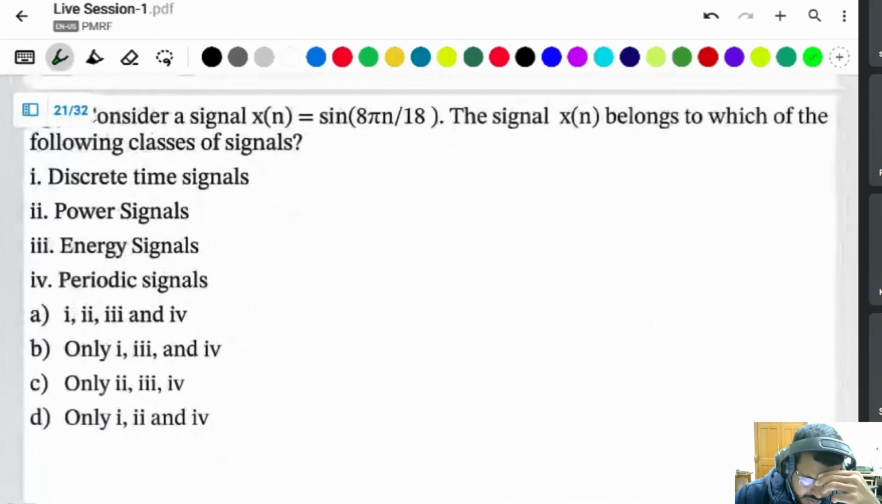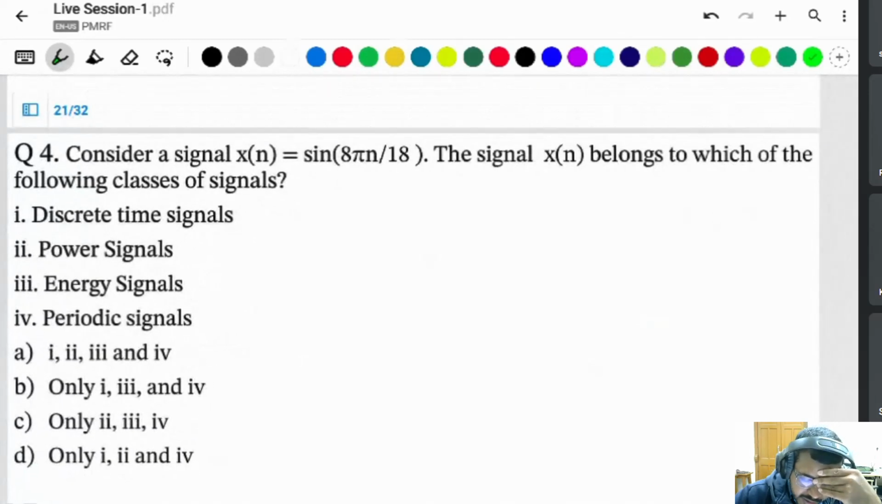That is the next question. Consider the signal x[n] equal to sine 8 pi n by 18. The signal x[n] belongs to which of the following classes of signals? x[n] is given as sine 8 pi n divided by 18.